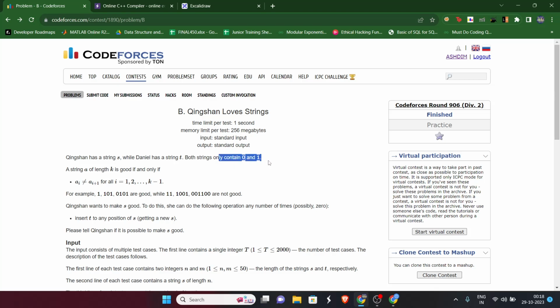It's also given that it will only contain 0 and 1. Now, what we have to do is: Qingshan has a string S and there is another person, Daniel, who has string T. Both strings only contain 0 and 1. We already know what a good string is, and Qingshan wants to make S good. If it is not already a good string, then he can ask Daniel to give his string T and insert T at any position in S.